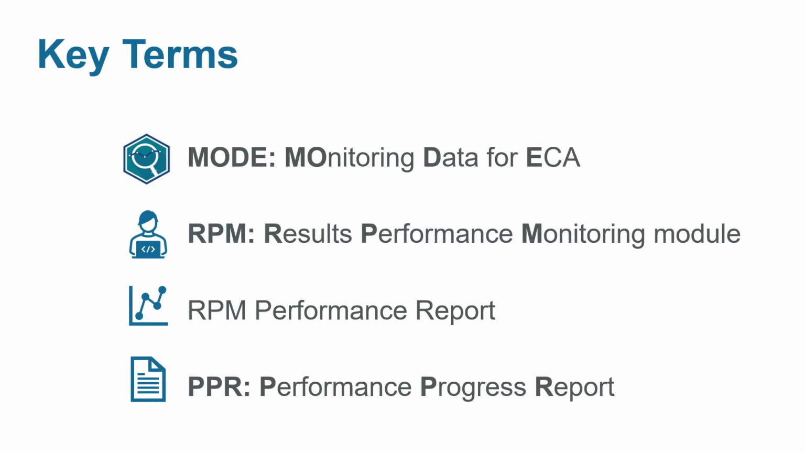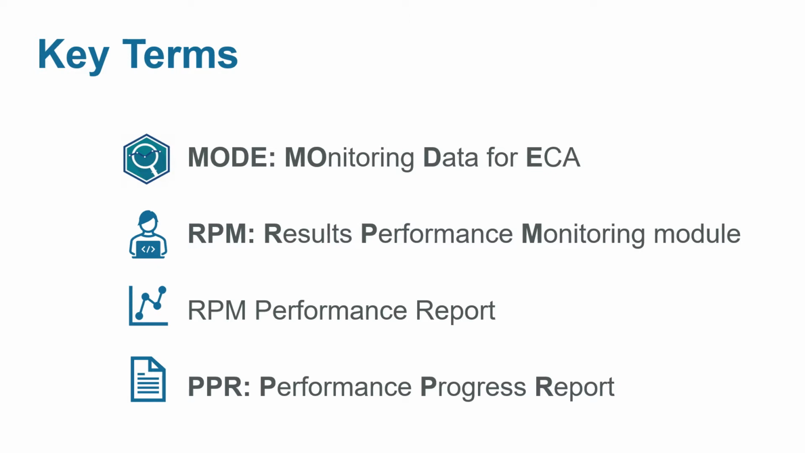RPM stands for the Results Performance Monitoring Module, which is a separate module in SAMSD, and it's used to report on performance monitoring data. Data collected as part of MODE are reported into the RPM Performance Report. The RPM Performance Report is different from the PPR, or Performance Progress Report. Let's look at how these two reports differ.